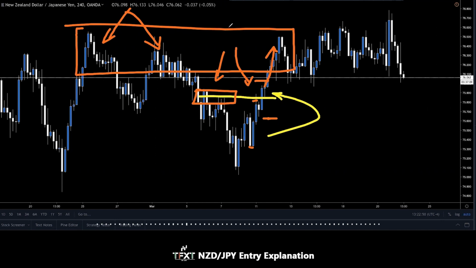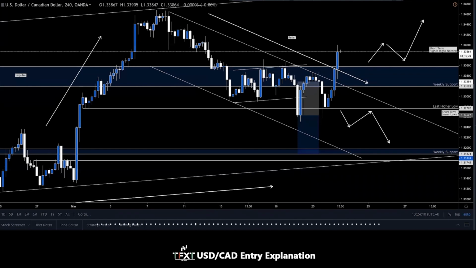Once again, shout out to the legends at KTFRX for holding down this trade. Appreciate you guys. Agreed 100% with why you guys pulled the trigger. And so with that, that's NZD JPY, the reasons why I took it. USD CAD up next, legends.